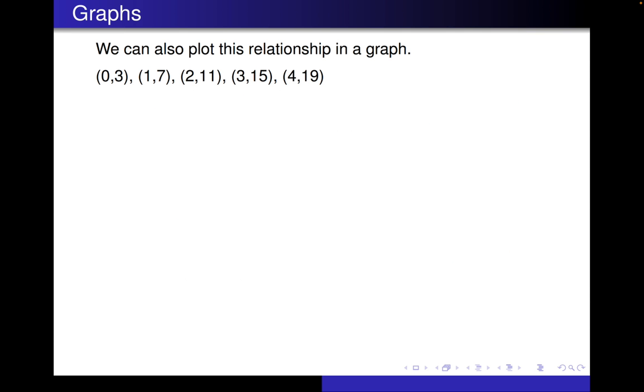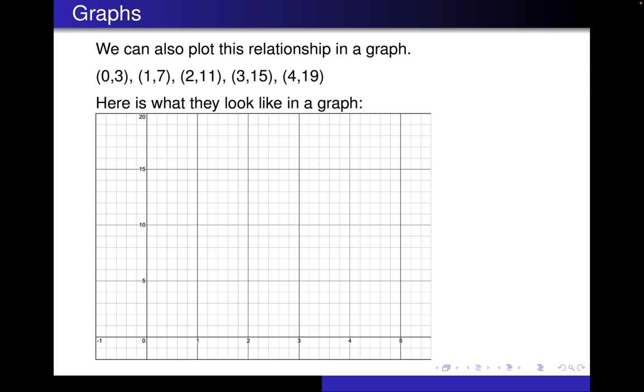Now we can also represent these ordered pairs visually using a graph. So here's what they'll look like in a graph. The vertical axis is the distance, the horizontal axis is the time. And so here's what our graph is going to look like. If we have (0, 3), see that little orange dot there? That is at time equals 0, right? 0 horizontally, and vertically you go up 3.